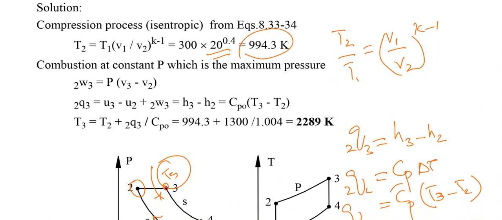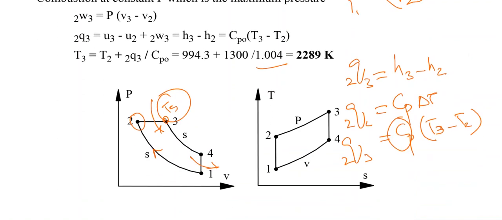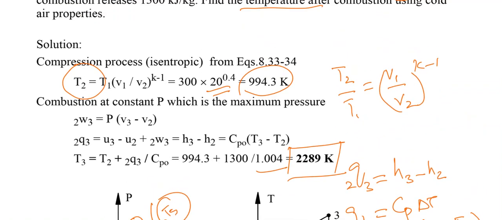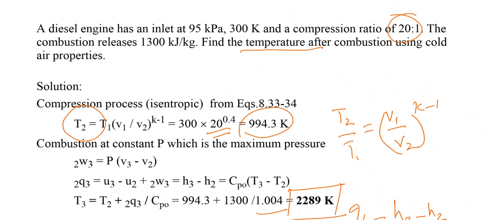Cp for air is 1.004. T2 has already been found, and that is equal to 994.4. So we need to find the temperature T3. Rearranging this equation and putting in the value of each known quantity, the temperature T3 would be equal to 2289 Kelvin. So that was the only thing required in this question.